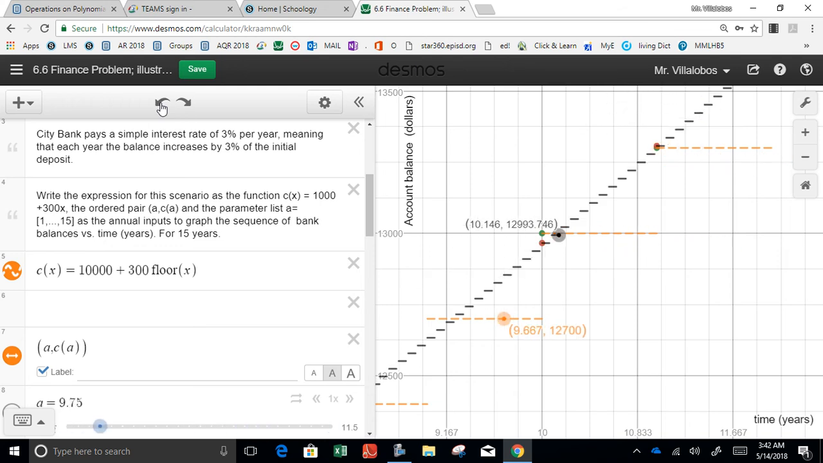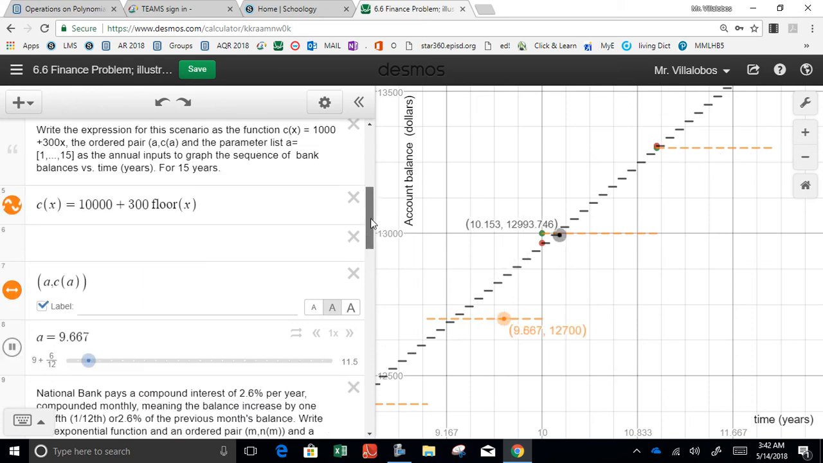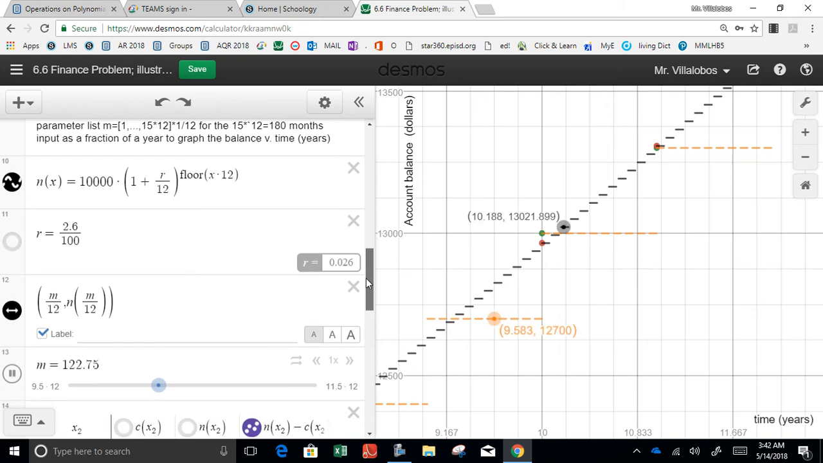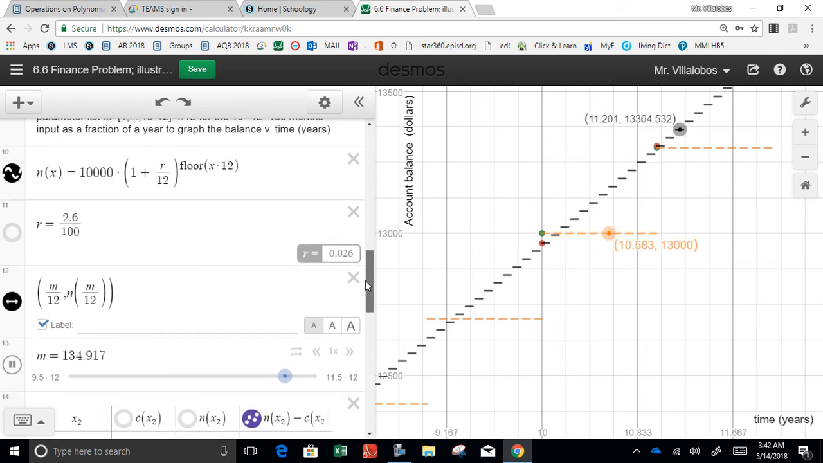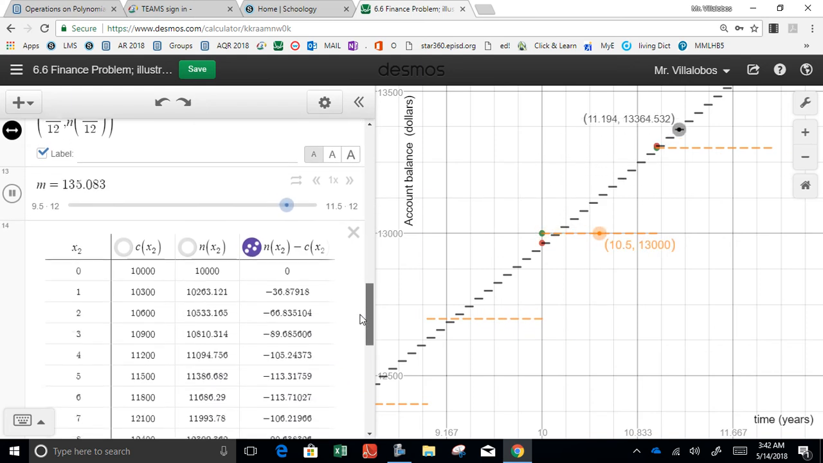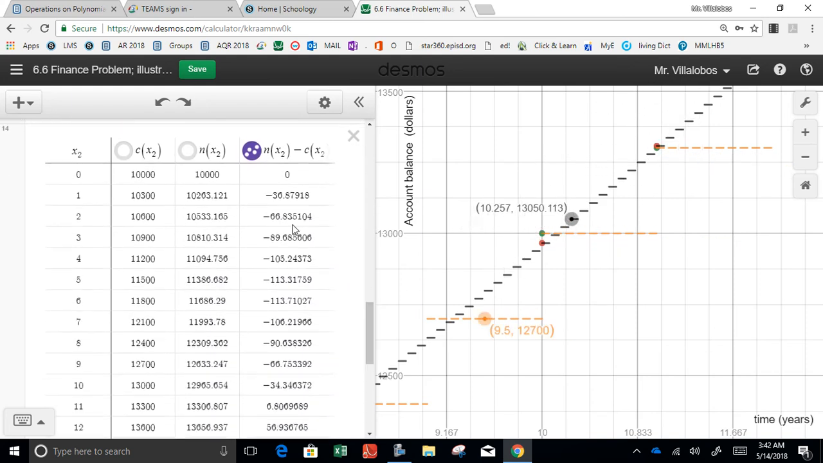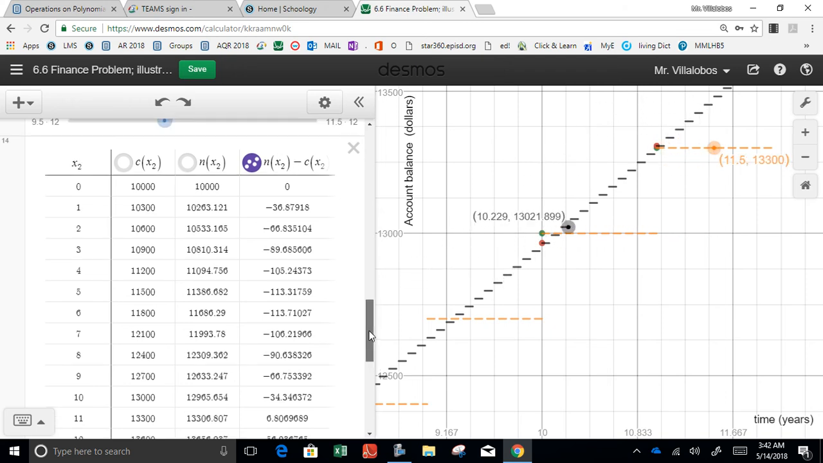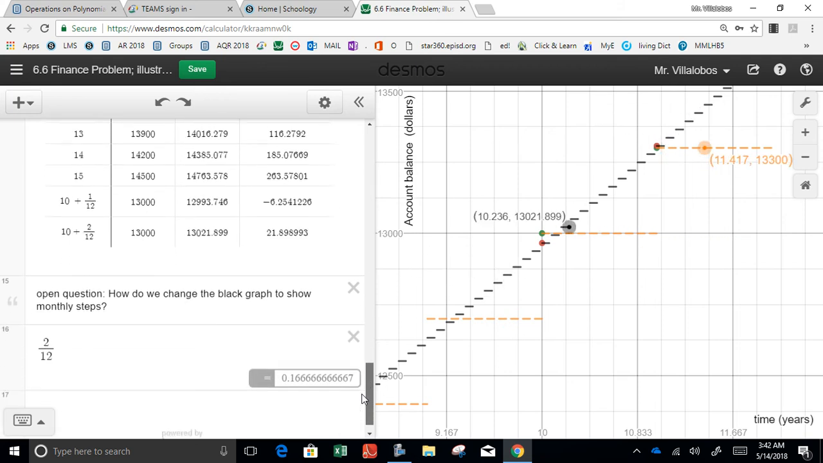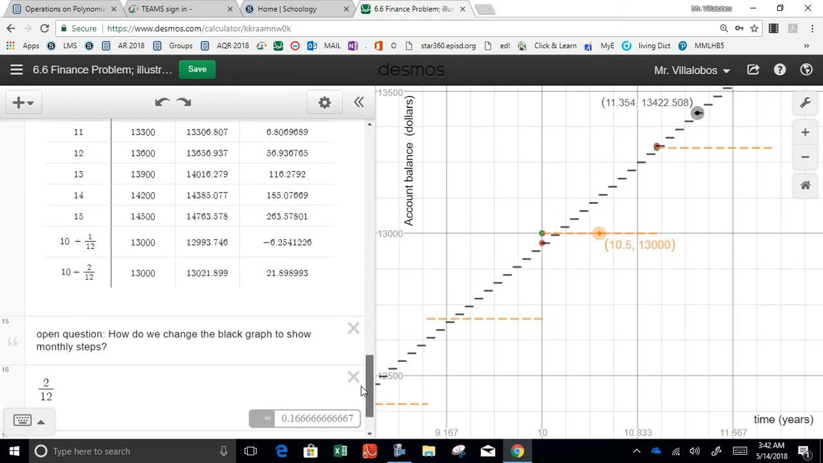See, this is a better model. There's the modified function. There's the percentage you can adjust. The ordered pair. And here is the year of 15 tables. Here's the difference of the two functions. They're not polynomials, correction, as one's an exponential function.